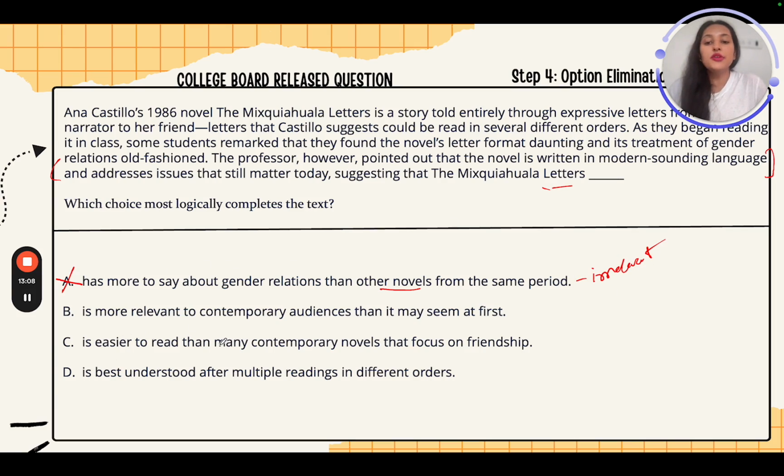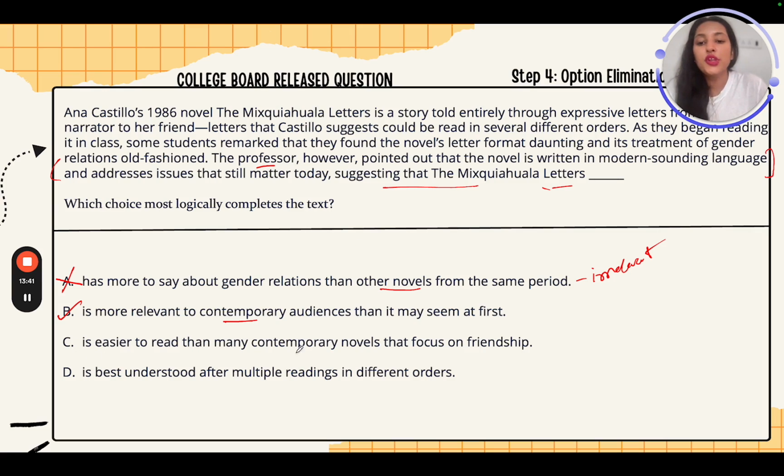Let's look at B. Is more relevant to contemporary audiences, present day audiences, than it may seem at first. So clearly the professor says that it's a current thing. It's not an outdated thing. So he's trying to say that this is probably more relevant to contemporary audiences than it may seem at first. Initially you might feel like it's not related to present day audiences, but it is actually more relevant today. So I already like this option because the professor wants to say the same thing, that this is not outdated.